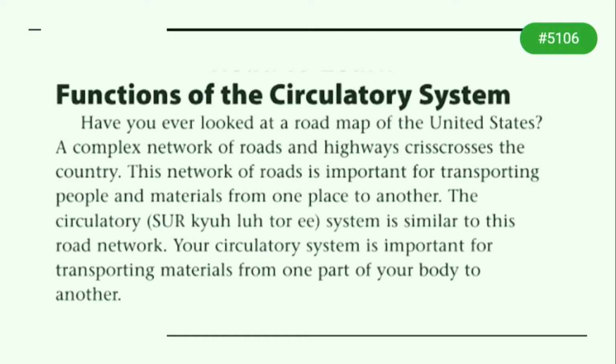Okay, so circulatory system. If you've ever looked at a road map of the United States, there's a bunch of roads going in a bunch of different directions. The network of all of these roads is really important for transporting things throughout the United States. Our circulatory system is basically the same thing. Our veins, arteries, capillaries, all those things that we're going to talk about are very important for getting things to where they need to go in our body, especially oxygen and blood.